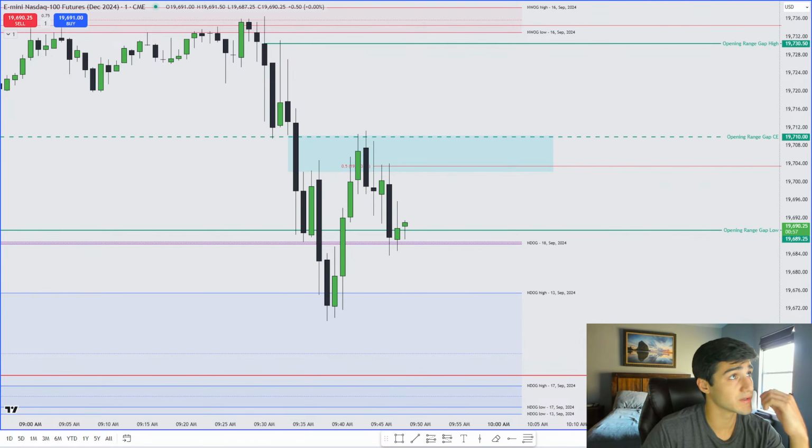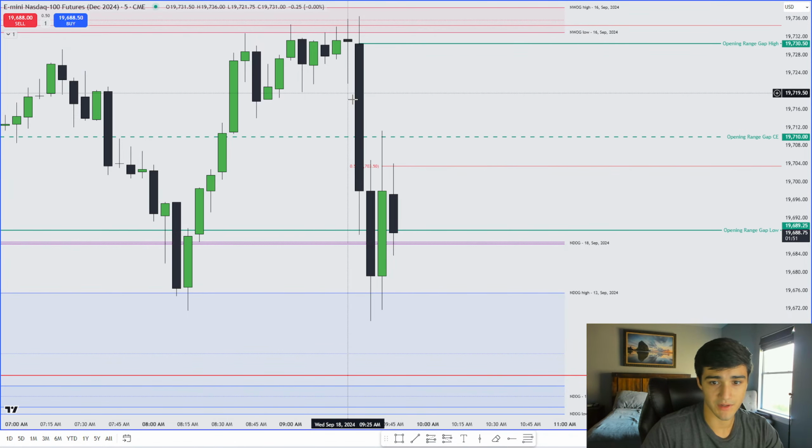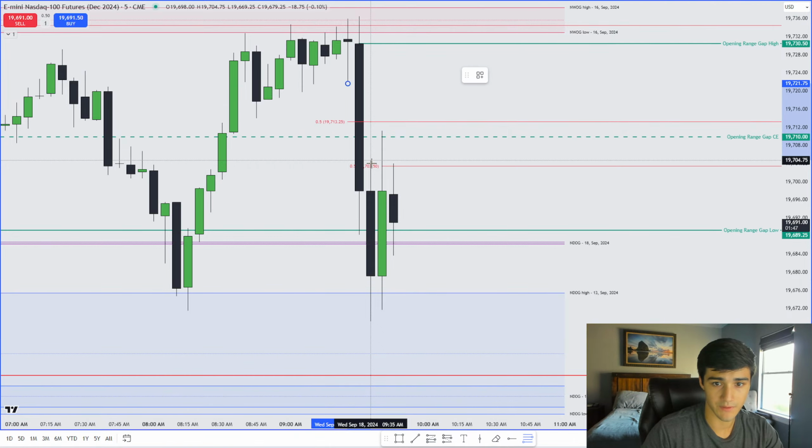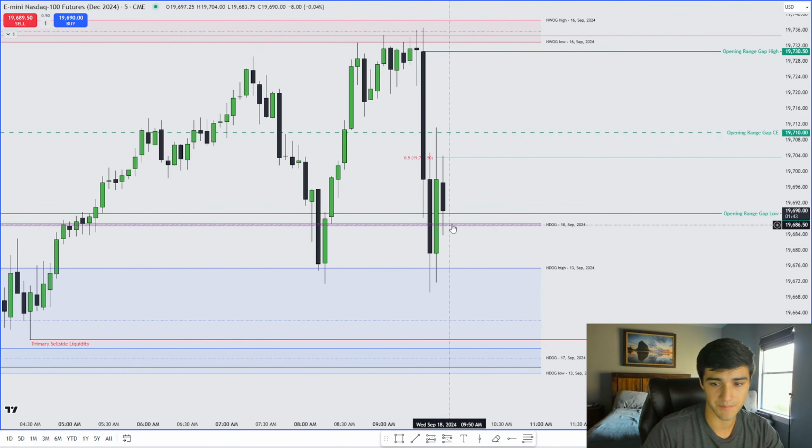Both indications of weakness. If we look on the 5-minute time frame, you can see price is trading up into that sell side imbalance, buy side inefficiency. We failed to reach consequent encroachment, so that's indicative of weakness. We still have this low down here. We did run this low. It was a very shallow run, though.